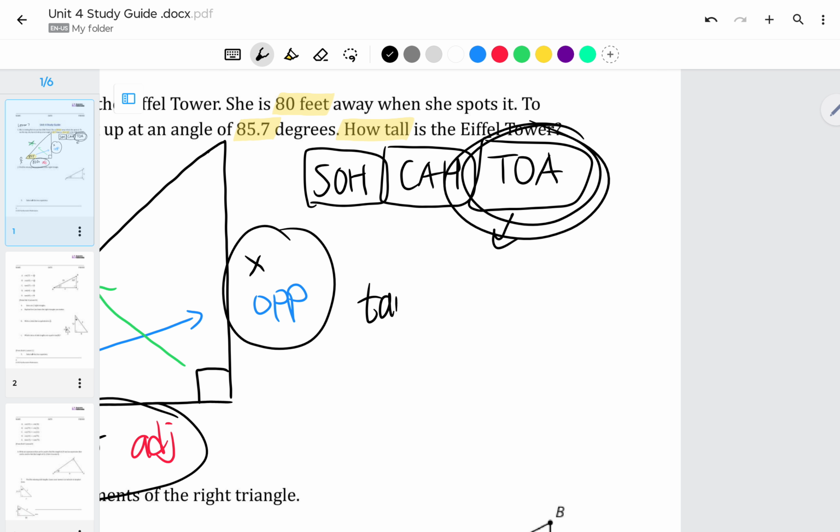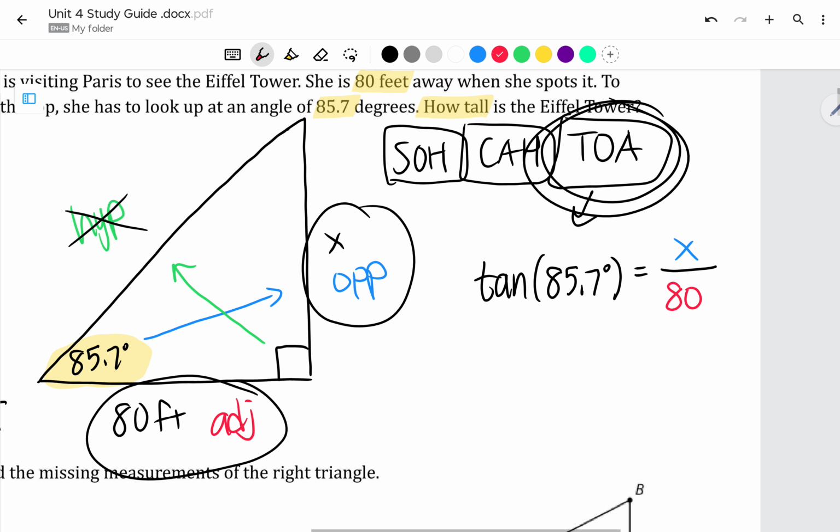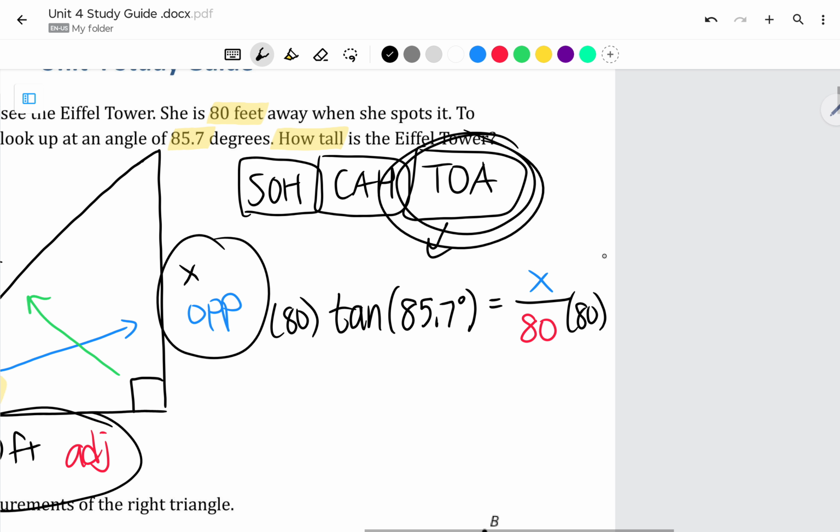So tangent, I'm going to leave some space here. Tangent of the angle, that's 85.7, equals the opposite side, x, over the adjacent side, 80. I want to solve for x. That's the whole point we're doing this. We're trying to find how tall the Eiffel Tower is. So to solve for x, we have x divided by 80. The opposite of dividing is multiplying, so we're trying to get x by itself. Let's multiply both sides by 80.